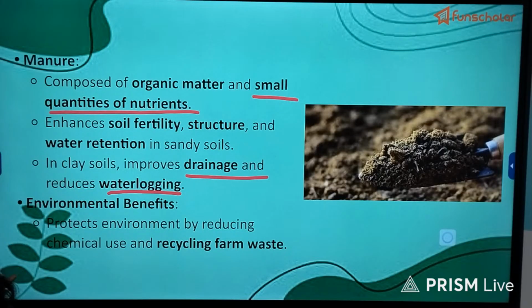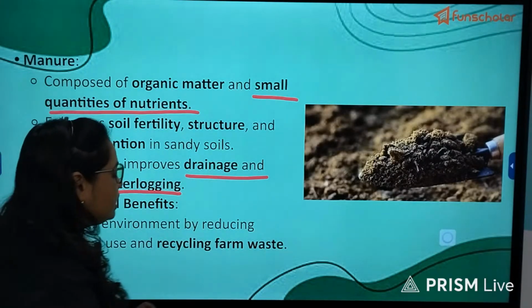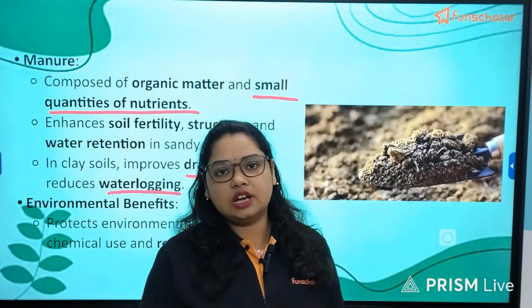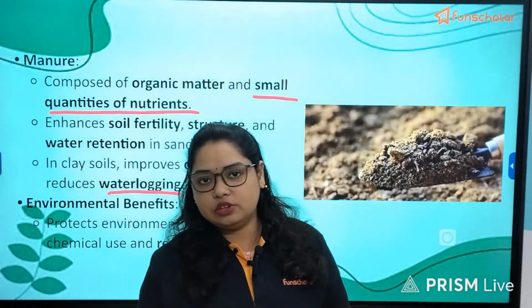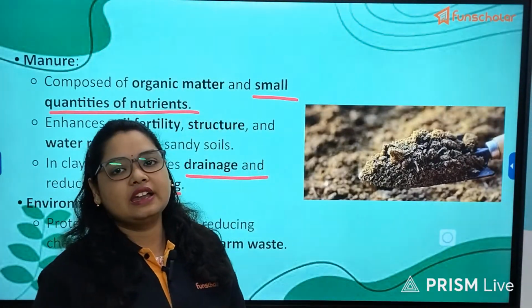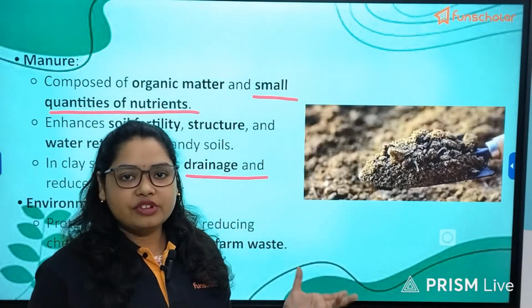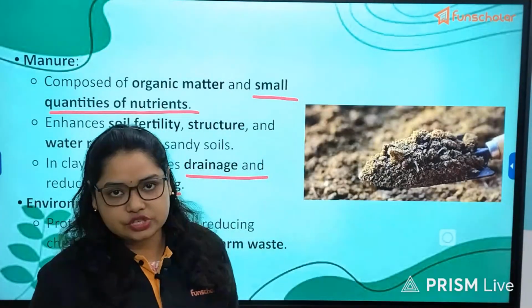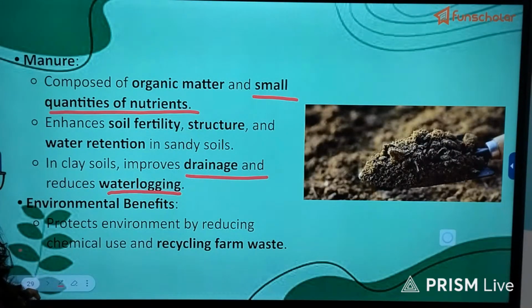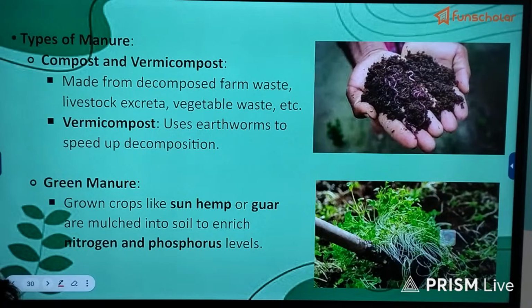And obviously it has got environmental benefits, because it protects the environment by reducing chemical use and recycling farm waste. So it will reduce the burden of the heavy use of chemical substances such as fertilizers, and on the other hand, the waste materials can be reused. The production of waste will also be decreased by the formation of manure.